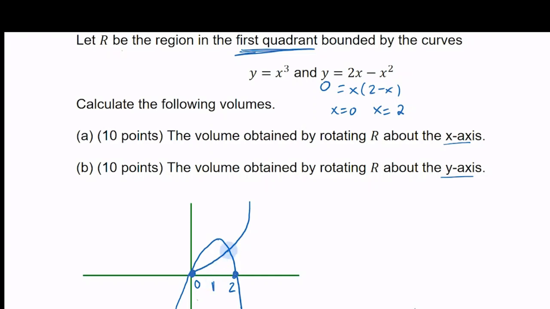So let's go find where this point of intersection is between the two curves. In order to do that, we make the equations equal to each other. So x cubed equals 2x minus x squared. Bring everything to one side and factor.